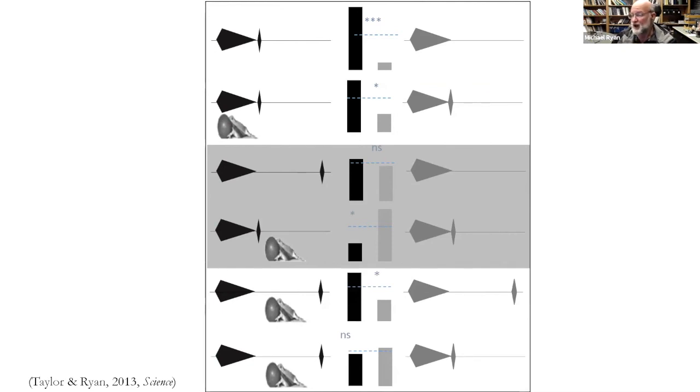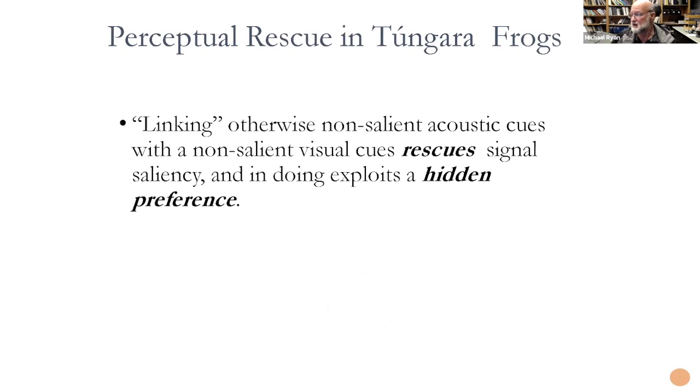So if you have the whine and then the vocal sac and then the chuck, that's more attractive than the whine and the gap in the chuck. And then you can say, well, how much more attractive is it? Well, when we compare that whine-vocal sac-chuck to the whine-chuck, what we see is that it's as attractive as the normal whine-chuck. So here's a signal that these females never experience in nature. And we see that this is as attractive as a normal chuck. So we call this perceptual rescue.